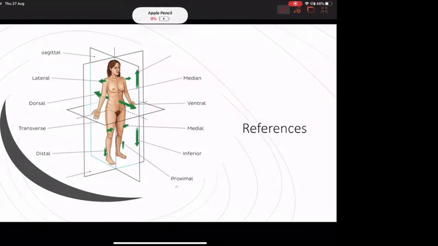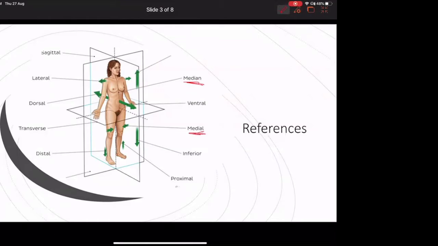Medial means towards the midline, which you can see down there. Okay, can you see medial? Medial means in the midline. Medial is this one. Median is the whole line across like that.